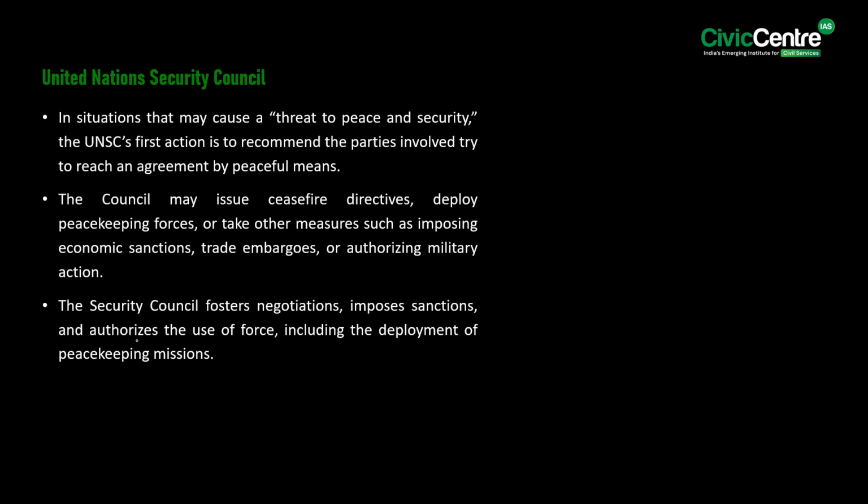Furthermore, in situations that may cause a threat to the peace and security, the UNSC's first action is to recommend the parties involved try to reach an agreement by peaceful means. Notably, the Council may issue ceasefire directives, deploy peacekeeping forces, or take any other measures such as imposing economic sanctions, trade embargoes, or authorizing military action. Also, the Security Council fosters negotiations, imposes sanctions, and authorizes the use of force, including the deployment of peacekeeping missions.